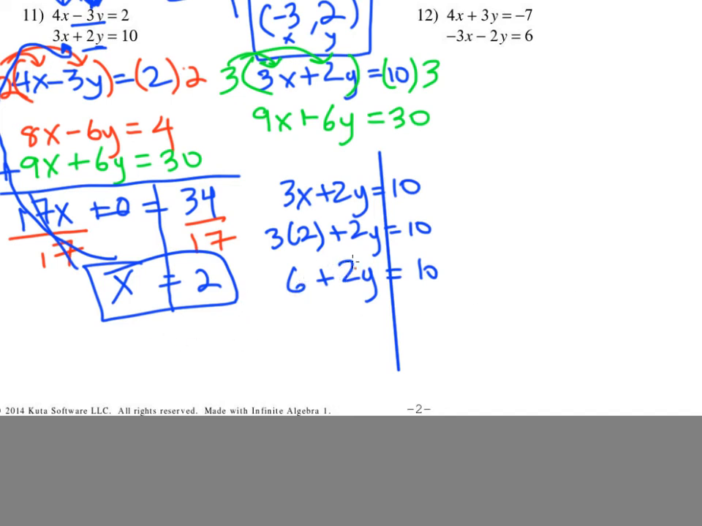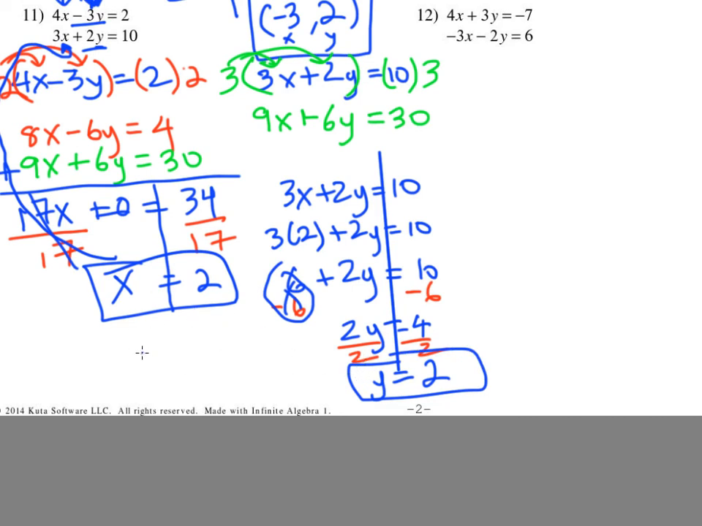I want to get rid of the 6 to get y by itself. Let's get rid of the 6 first. What is the opposite of 6? Negative 6. This makes a 0 pair. So 2y equals 10 minus 6. What is 10 minus 6? 4. Divide by 2. We get y equals 4 divided by 2, or 2. So our solution, x is 2, y is 2.